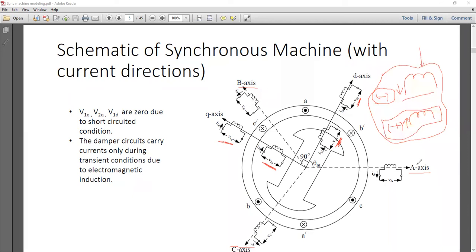The A axis, the B axis, and the C axis are the stator coils, and from the stator coils we expect the current to be coming out to the load, out of the machine. So you can see this is coming out, this is coming out, and this is also coming out.